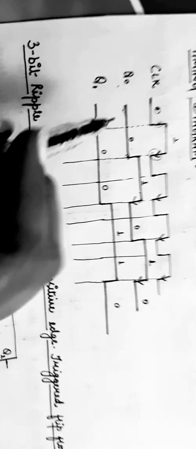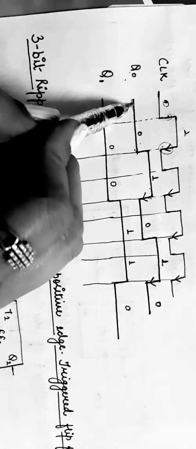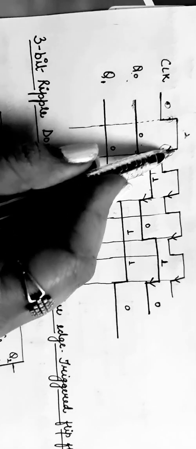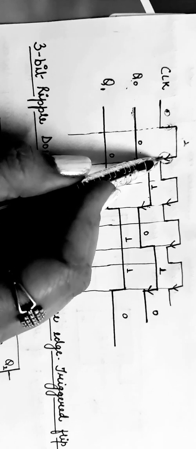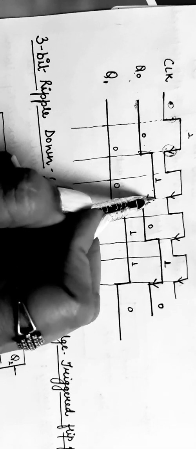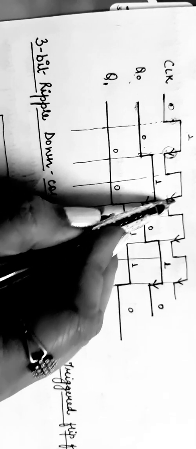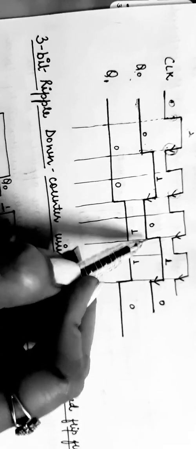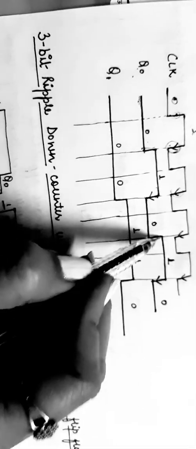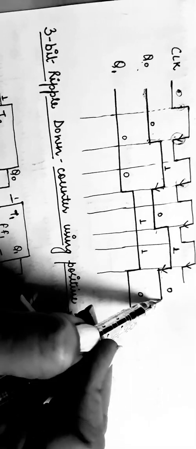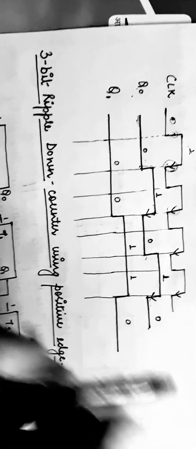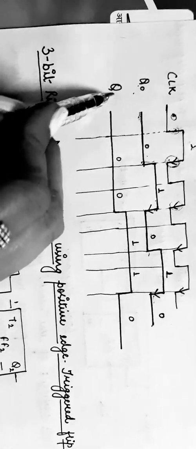So what we can see is that at Q0, it will remain 0 till your negative edge trigger occurs. After that, it will change its state. Then again, at the negative edge trigger, it will change its state, then 0. After that, it will be 1, and after that, it will be 0. Clear?